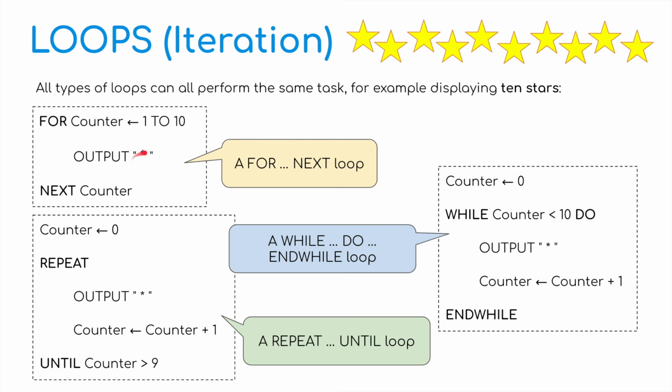So it loops around once, next counter twice, 3, 4, and so on. With this one, we set the counter value to 0, and then we repeat the output, print the star, but then we assign the value within the loop, counter plus 1. So counter grows, increasing by 1 each time we loop around the loop, until the counter has a value greater than 9, i.e.